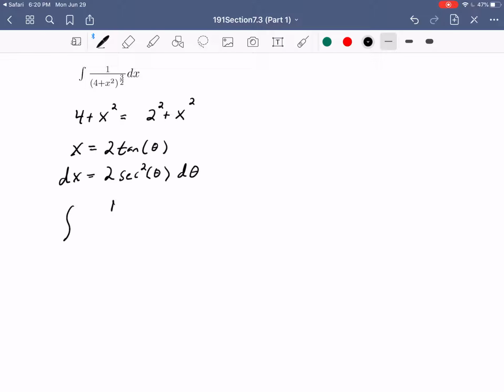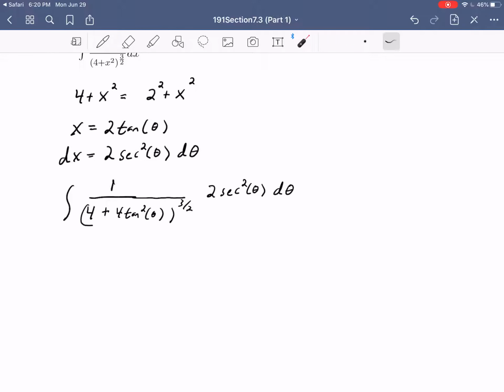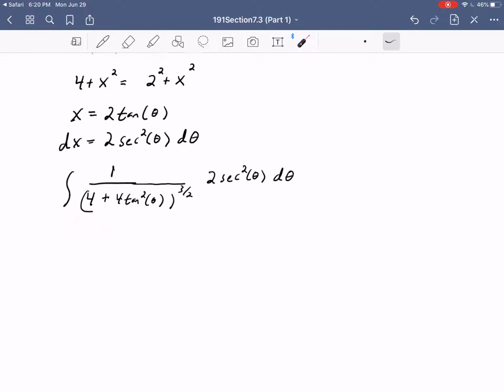Okay, let's go ahead and plug this in and see what happens here. So we have the integral 1 over 4 plus, we chose to put in 2 tangent theta, so squaring that is going to give us 4 tangent squared theta, all to the 3 halves. And then our dx is now being replaced with that 2 secant squared theta d theta. Okay, first thing we need to do, remember the whole point of this is to get some sort of Pythagorean identity. So we need to factor this 4 out, and notice that the choice of 2, because we squared it, means that each term has a 4, so we can factor that 4 out.